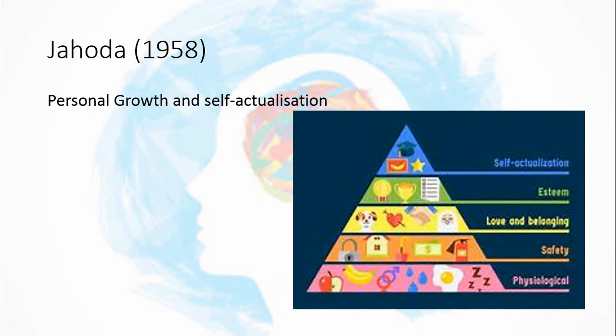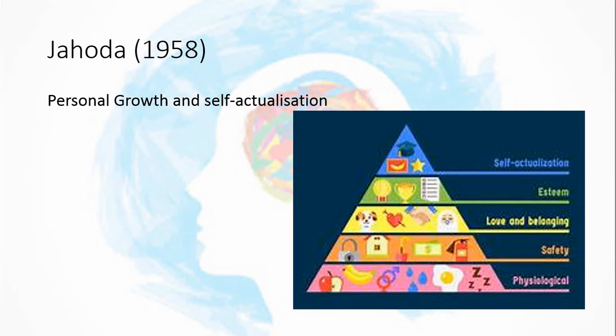The next thing Jahoda said we need, and this is one that can sometimes be a little bit difficult to get your head around, is this idea of personal growth and self-actualisation. Now, according to Maslow, who put together this hierarchy of needs diagram that you can see, there are certain criteria we need to move through to move on to the next level of our development.